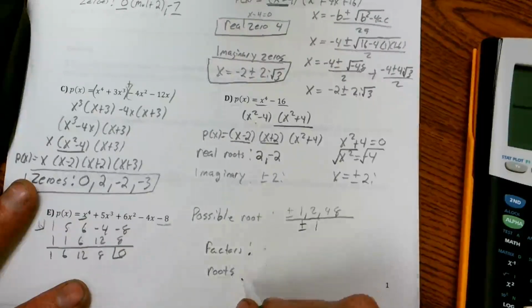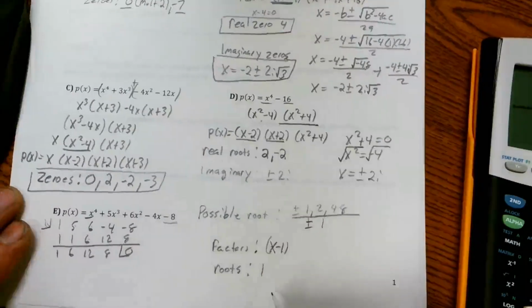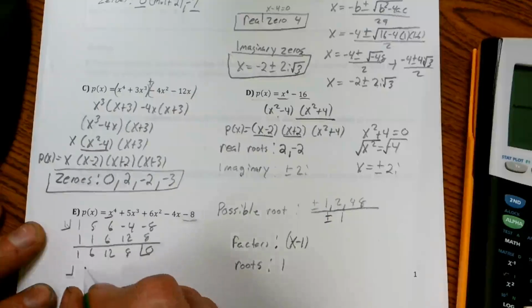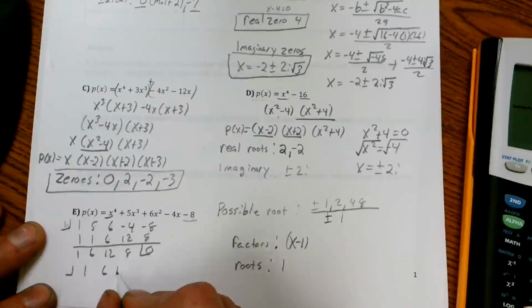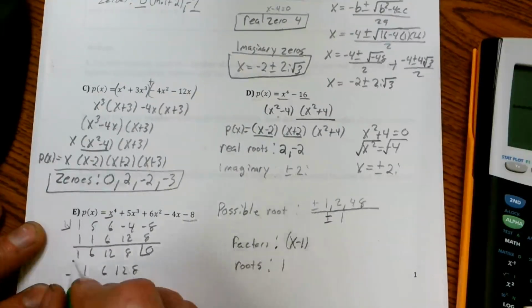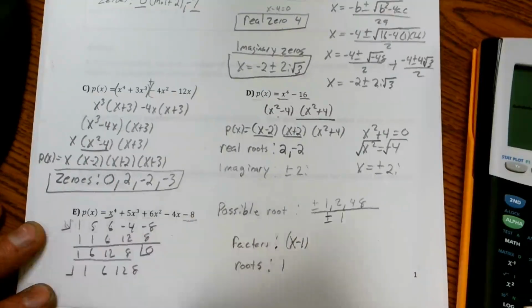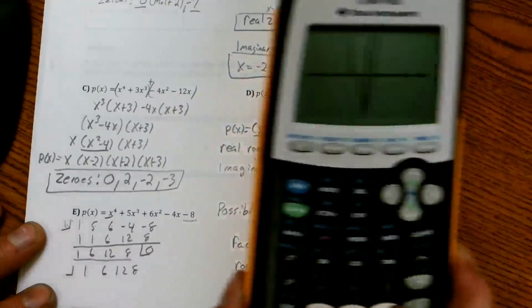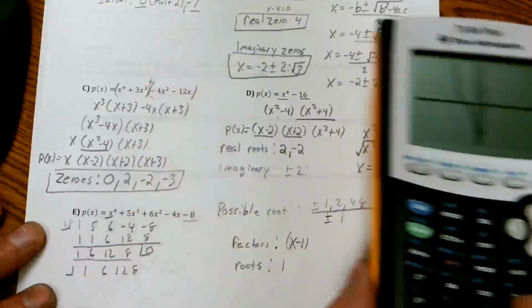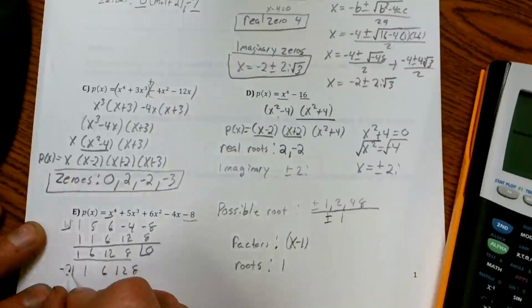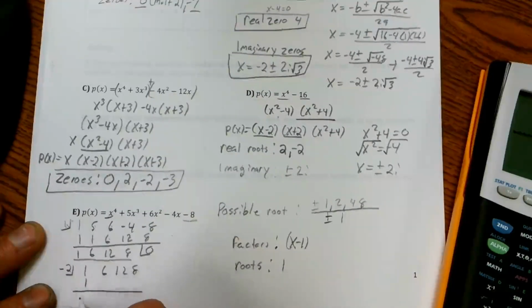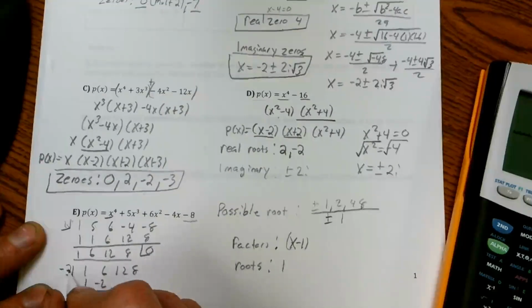Let's try 1 out. So if I divide out 1, here we go, synthetic division. I've got 1, 5, 6, negative 4, negative 8. We're just going to check it to see that it is a root. 1 times 1 is 1. 5 plus 1 is 6. 1 times 6 is 6. 6 plus 6 is 12. 1 times 12 is 12. Add them, I get 8. 1 times 8 is 8, and that is definitely a root, right?